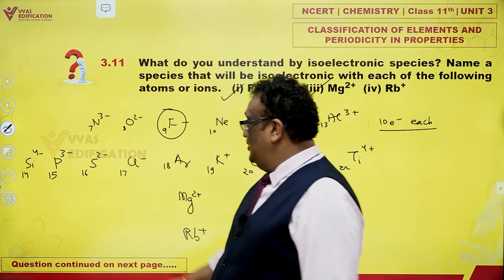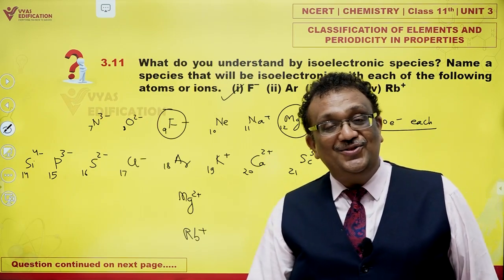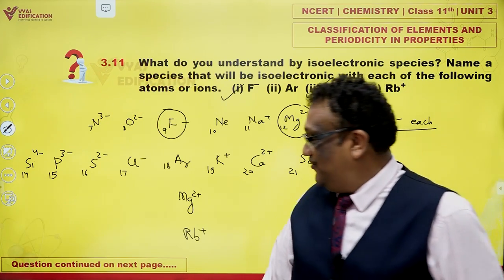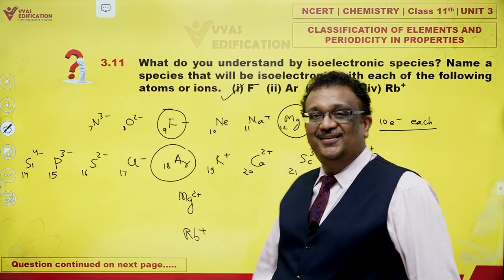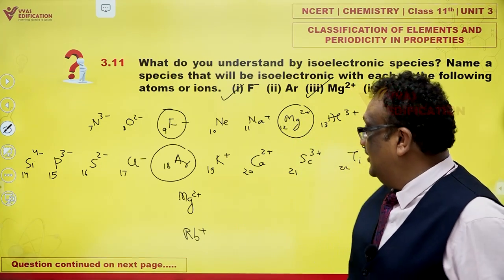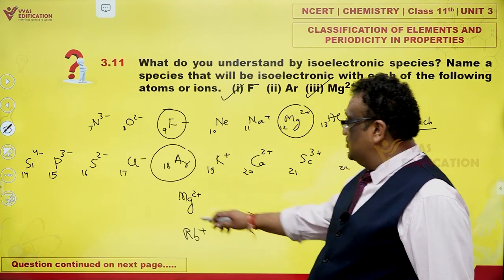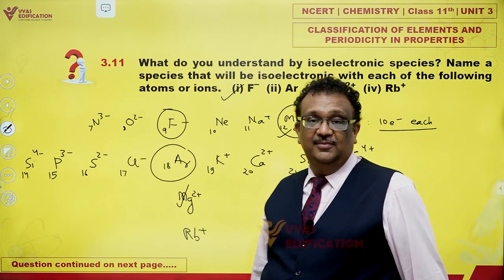These species exist. Yes, they actually exist. And each of them is isoelectronic with argon. You wanted 1, I have given you 8. All these are isoelectronic with Cl minus. Sorry, argon. Magnesium is already done here. And the last is rubidium.